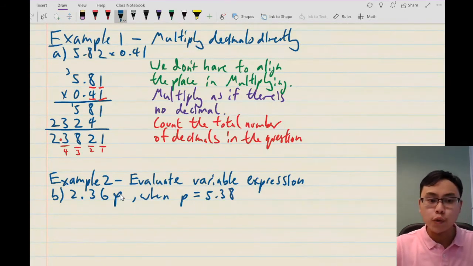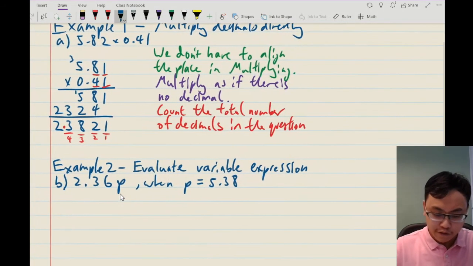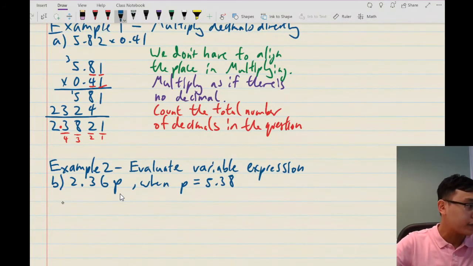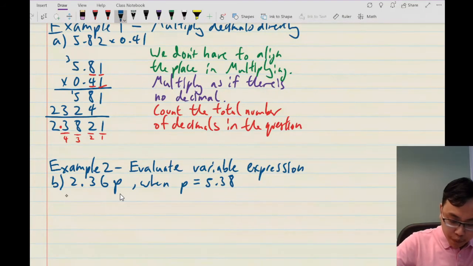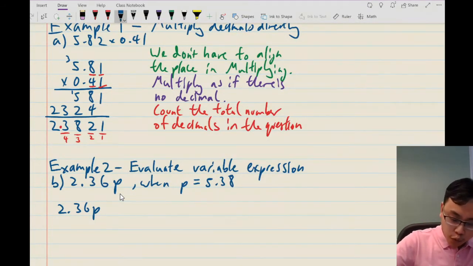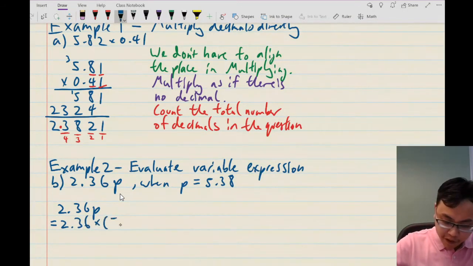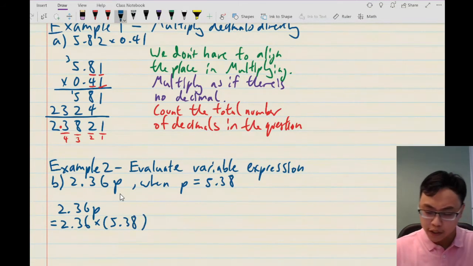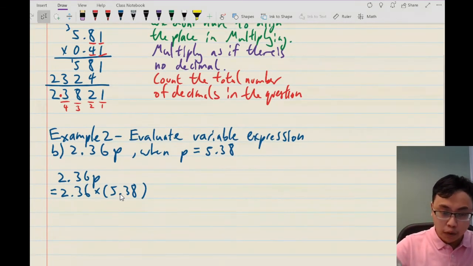5.38. And so when you are doing your homework, what I want you to do is first you need to actually copy down the question, copy the expression. So you would write down 2.36p, and then I don't need you to copy what p is, but when you do your working out, you need to replace p with that bracket, which is 5.38. I am substituting in 5.38 into p in a bracket so that it is very clear I'm doing substitution. And so when I need to multiply, then I'm going to show my actual multiplication.